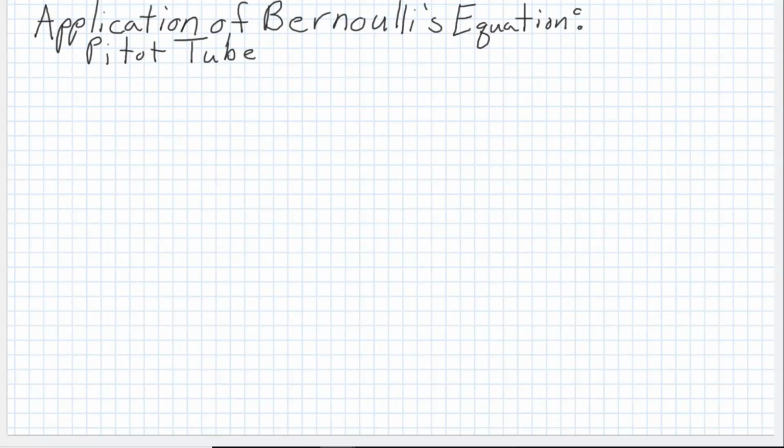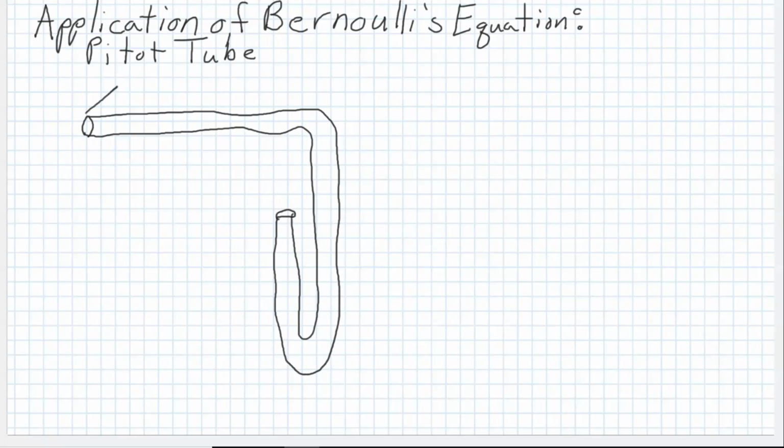This video is going to be about an application of Bernoulli's equation, which is the Pitot tube, a tube used to measure airspeed. Inside a Pitot tube, there is a tube shaped like this. Surrounding the outside of the Pitot tube, there's a case with a hole here and a hole here.